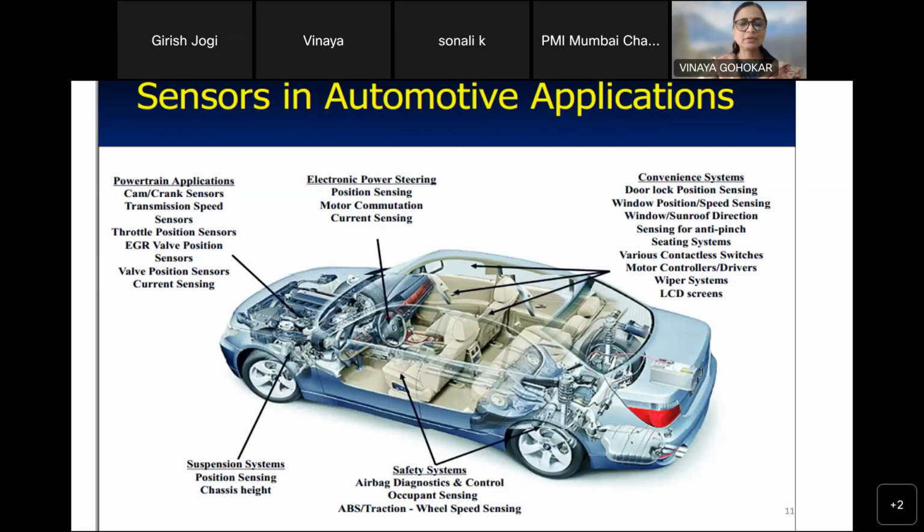We have n number of sensors in every part of automotive. It was said that earlier a car used to be 70% mechanical and 30% electronics. Now we can easily say that it is 30% mechanical and 70% electronic system. In every part of the car, any automotive, there is electronics.